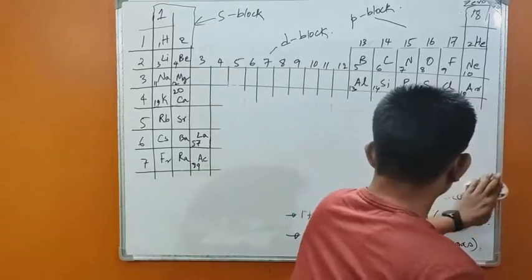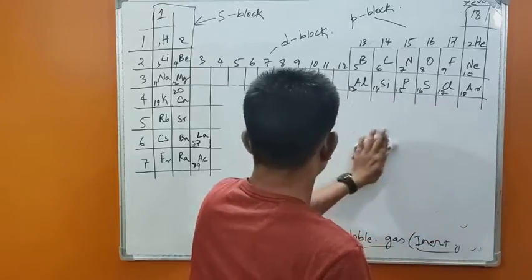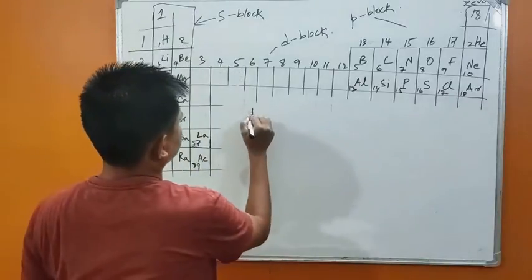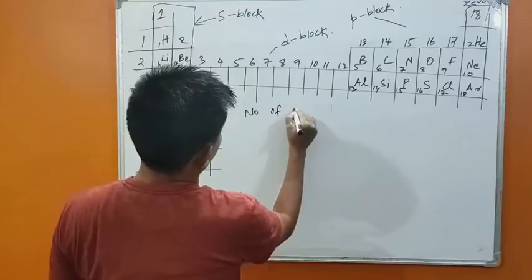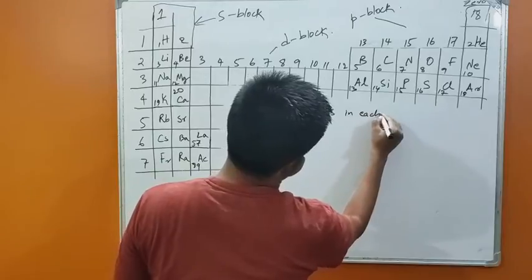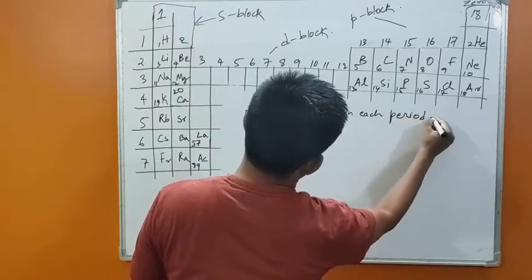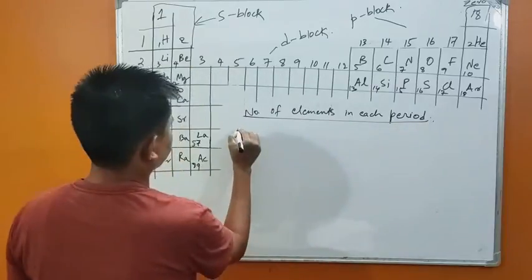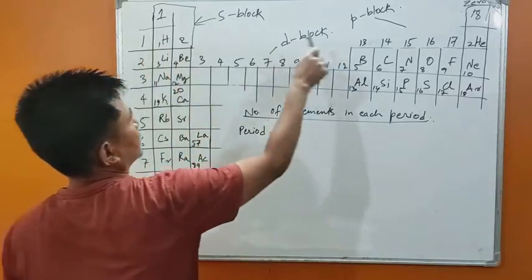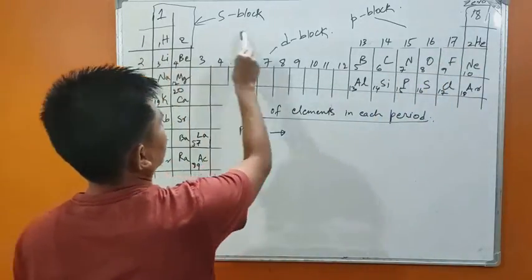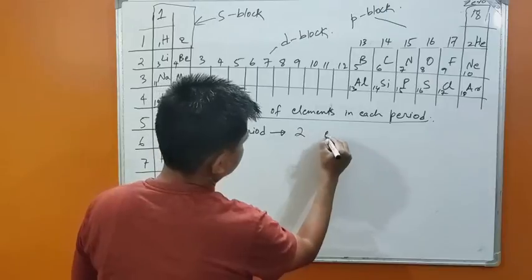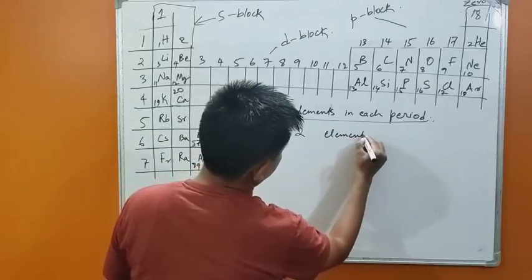Now let us see the number of elements in each period. In period 1 we have only 1 and this 2. Two elements, hydrogen and helium, isn't it?